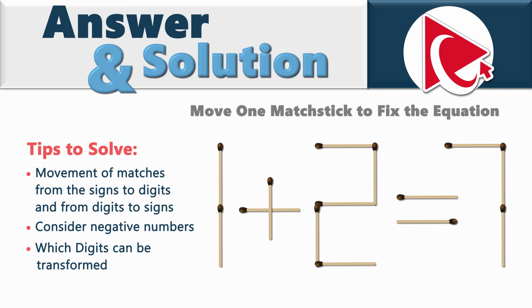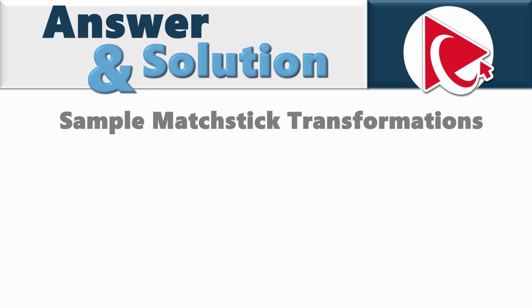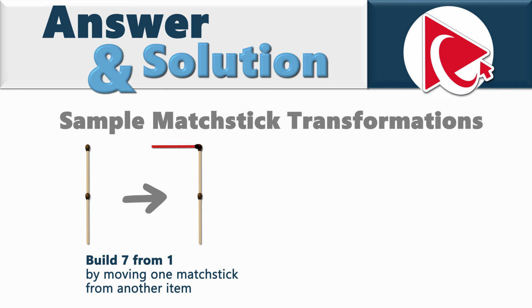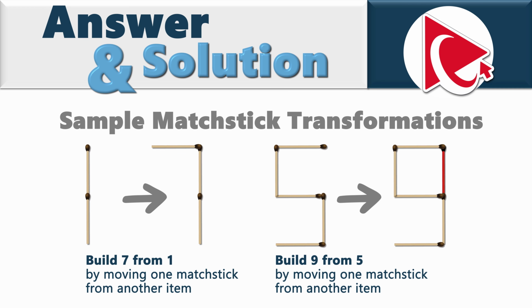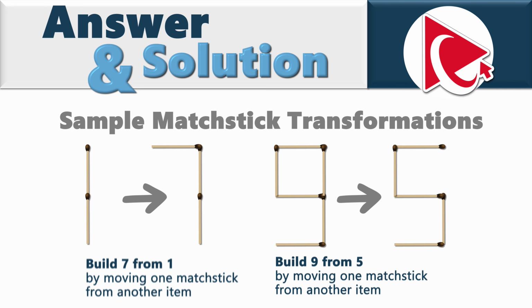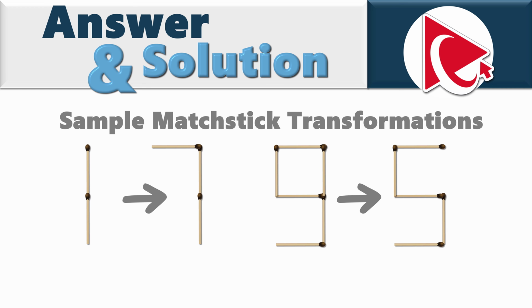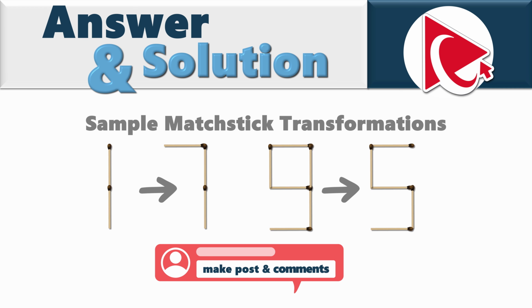Speaking about transformations, let's look at some samples to help you better understand it. For example, you can build 7 from 1 by moving one matchstick from another item. Another example might be building 9 from 5 and 5 from 9 by moving one matchstick from another item. Do you know any other digits transformations? Please make sure to share them in comments so we can all learn.